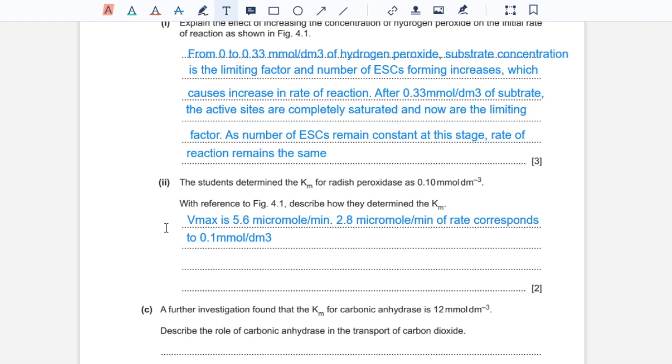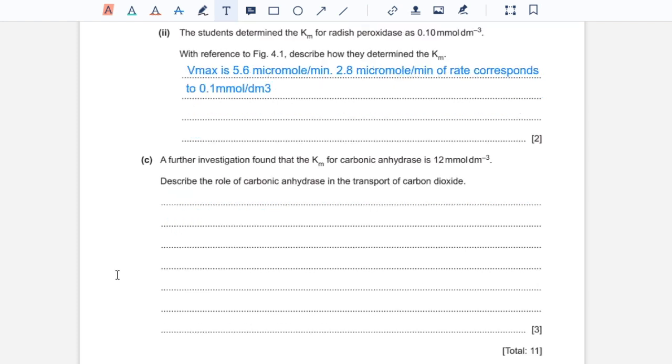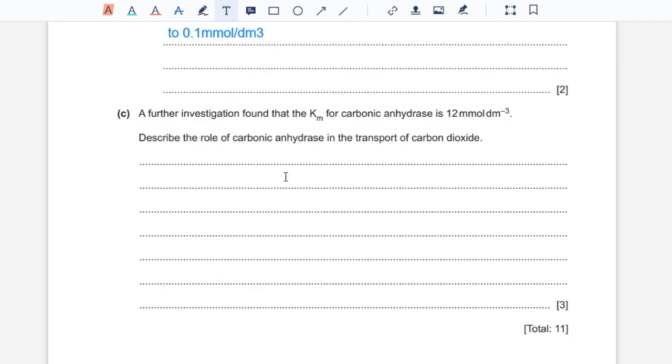C. A further investigation found that the Michaelis-Menten value of carbonic anhydrase is 12 millimole per dm cube. Describe the role of carbonic anhydrase in the transport of carbon dioxide. So this is an enzyme found in the red blood cells. It allows the reaction between carbon dioxide and water to form carbonic acid, which then dissociates to form hydrogen ions and hydrogen carbonate ions. This hydrogen carbonate ion carries the carbon dioxide, which makes up 85% of the total carbon dioxide carried in the blood.